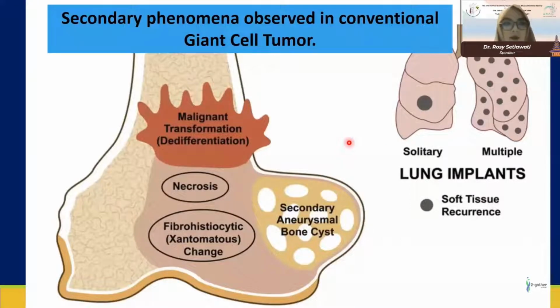There are some secondary phenomena observed in conventional giant cell tumor. A giant cell tumor may have a secondary aneurysmal bone cyst, may have fibrohistiocytic, xanthomatous changes or necrosis, or maybe also a malignant transformation or dedifferentiation. In lung implants, it may occur in a solitary or multiple manner, and also with soft tissue recurrence.